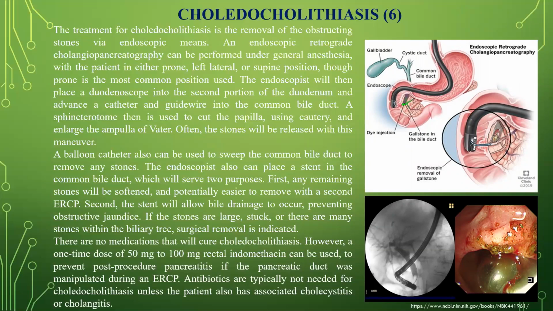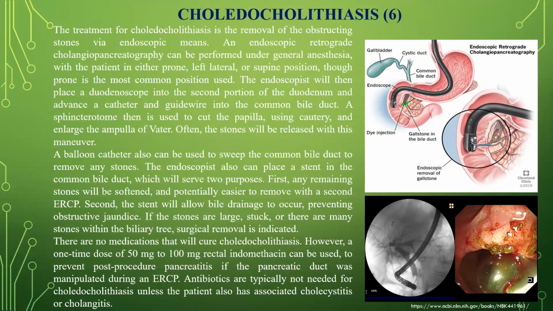A sphincterotome is then used to cut the papilla using cautery and enlarge the ampulla of Vater. Often the stones will be released with this maneuver. A balloon catheter also can be used to sweep the common bile duct to remove any stones.